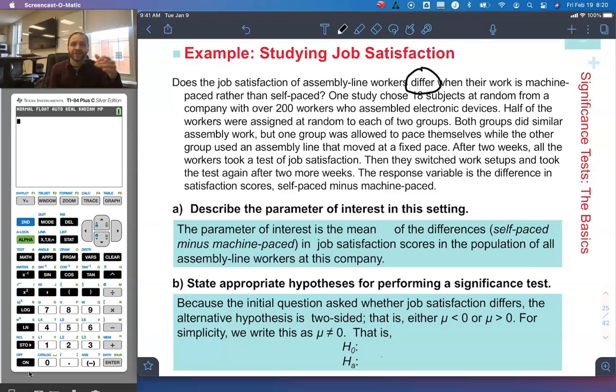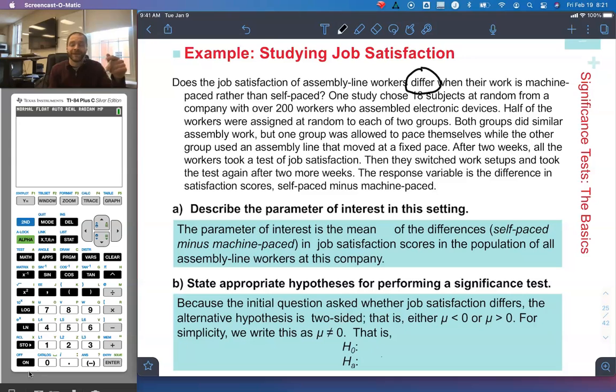So one study chose 18 subjects at random from a company with over 200 workers who assemble electronic devices. Half of those workers were randomly assigned to two groups. Both groups did similar assembly work, but one group was allowed to pace themselves, while the other group used an assembly line that had a fixed pace. And after 2 weeks, they all took a job satisfaction survey, and then they switched to the other group. They worked again for 2 weeks, and then they took that test of job satisfaction to see how it was.